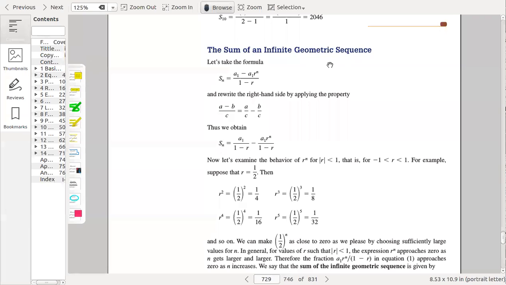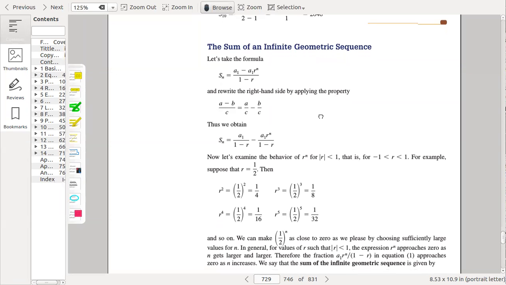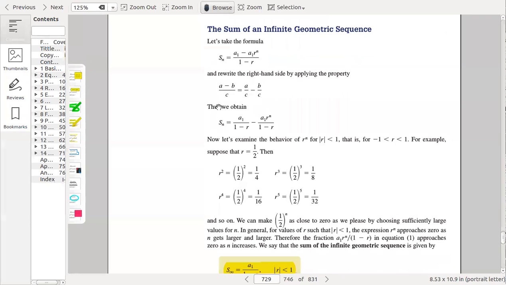The sum of an infinite geometric sequence. So let's take the formula Sn is equal to a1 minus a1 r power n over 1 minus r, and rewrite the right hand side by applying the property. What is the property? If a minus b over c is equal to a over c minus b over c.